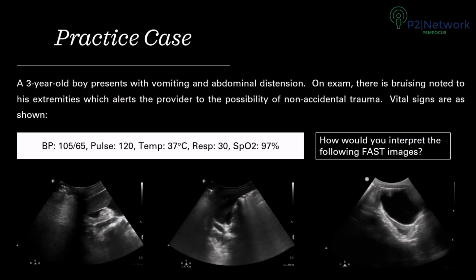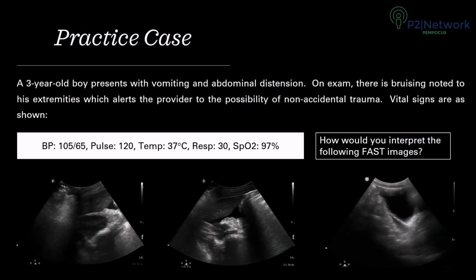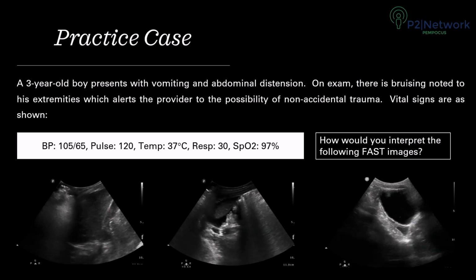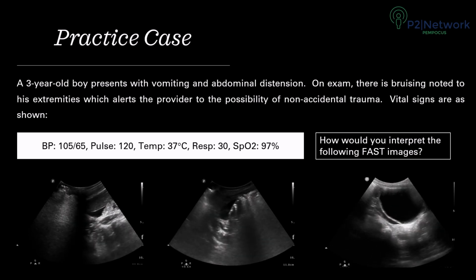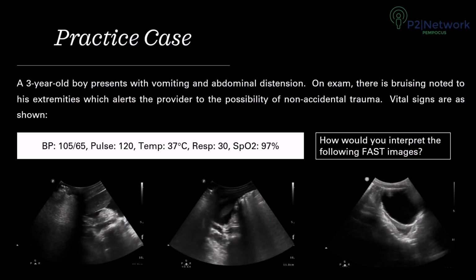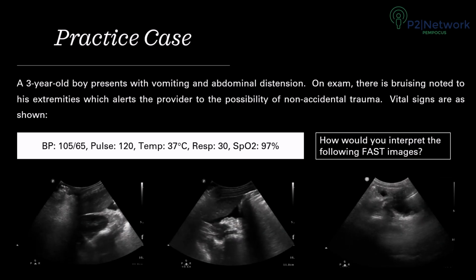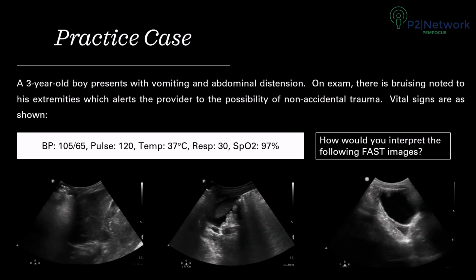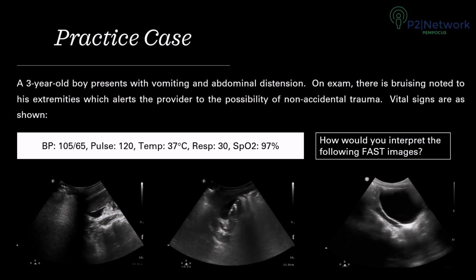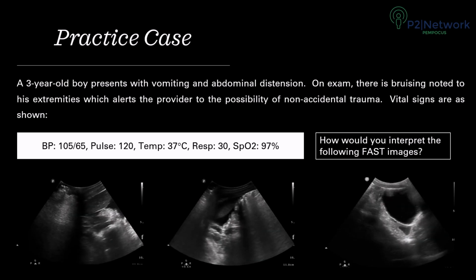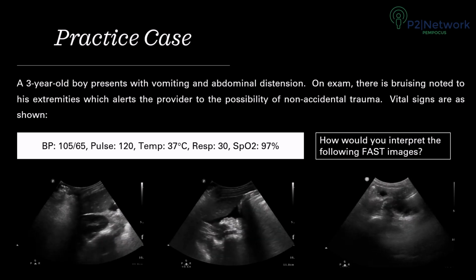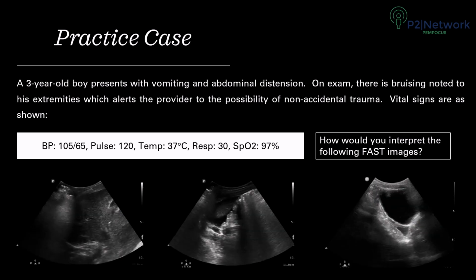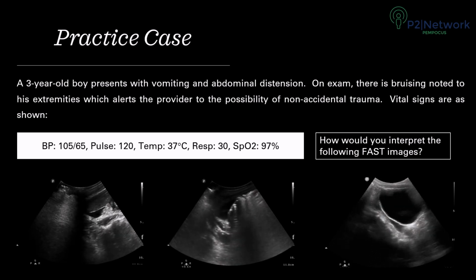The following practice case illustrates how the FAST exam can be used in a clinical setting. In this case, you have a 3-year-old boy who presents to the emergency department with vomiting and abdominal distension. There is bruising noted to his extremities, which makes the provider curious about the possibility of trauma. The patient's temperature is 37 degrees with a blood pressure of 105/65, a heart rate of 120, and a respiratory rate of 30, with an oxygen saturation of 97% on room air, which are overall unremarkable vital signs.